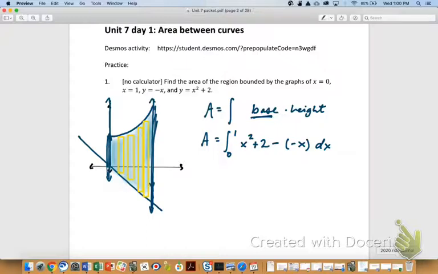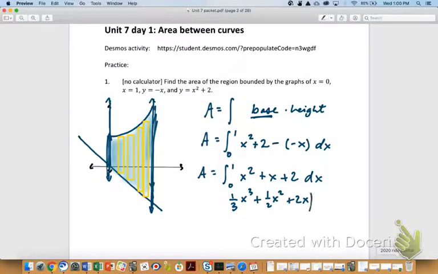So how do you evaluate this? Well, I think the easiest way is either with your calculator if it's active or fundamental theorem of calculus, right? So it'd be integral from 0 to 1 of x squared plus x plus 2. What do I need to do next? Integrate. Yep, get an antiderivative. So it'd be 1/3 x cubed plus 1/2 x squared plus 2x, evaluated from 0 to 1.